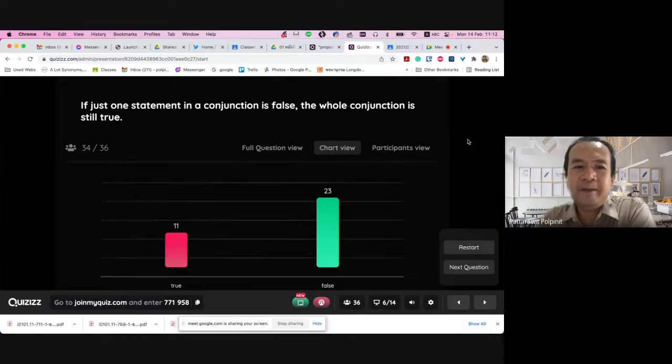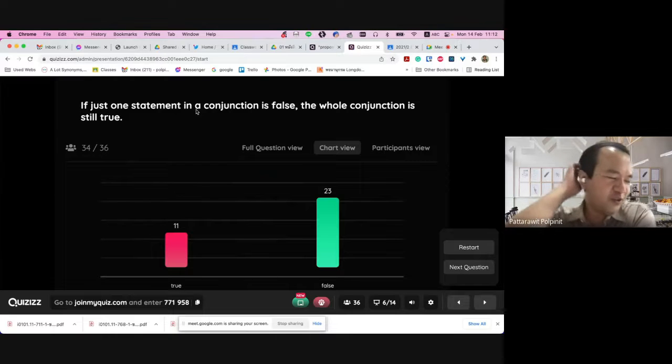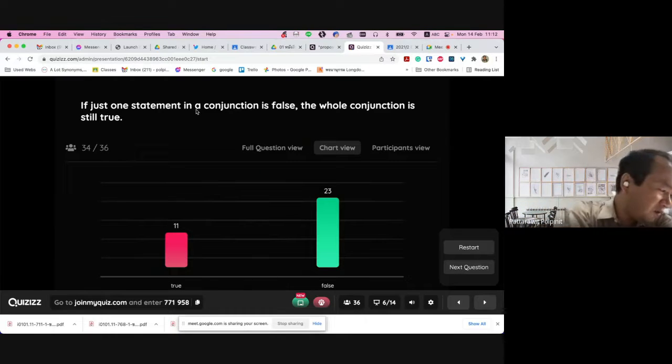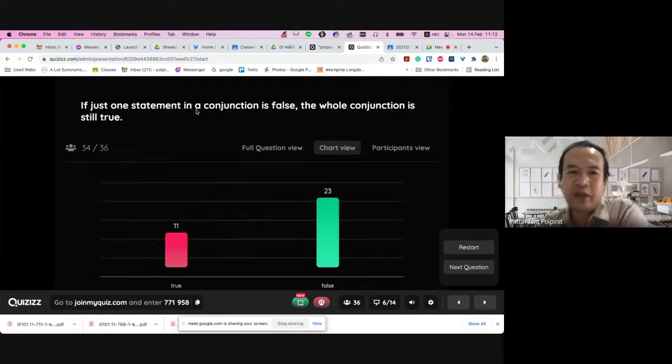Okay. So to be able to answer this one, first you have to understand what a conjunction is. If you don't remember, I suggest you go back to the slides, maybe the 5th or 6th page. Basically, a conjunction is an "and" statement, P and Q.